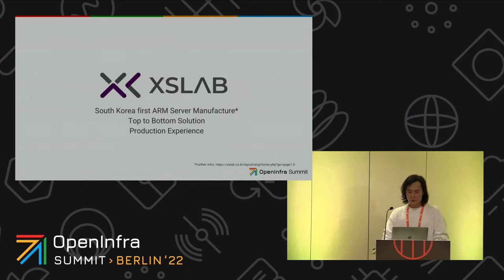And then it cannot be achieved alone inside of Kakao, because we also need a partner company to join this project. Kakao has a little bit of a lack of skill to make server or hardware architecture yet. So we have chosen Access Labs. Access Labs is South Korea's first ARM server manufacturer. This company has top-to-bottom solutions, and it also has production experience. So that's the right partner to join this project.